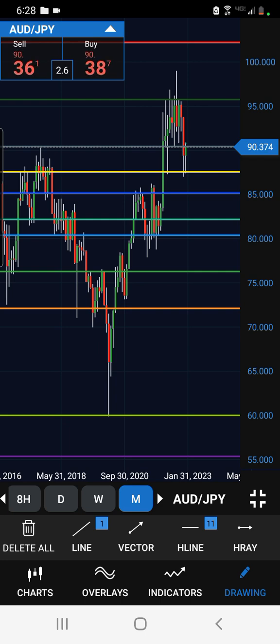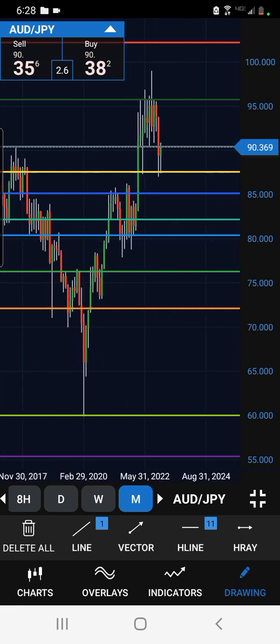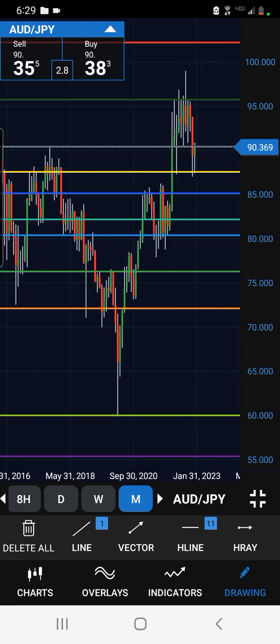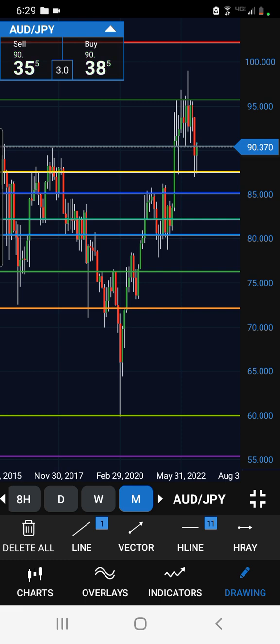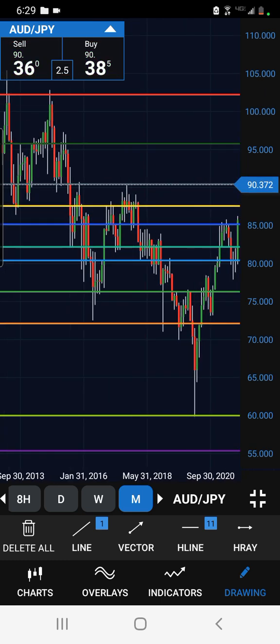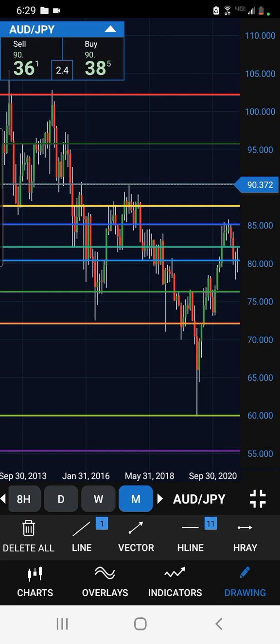Now, looking at the AUD currency pair on the monthly chart, you see this yellow line right here. It has support right there where it's at, and if you go back 7 candles to the left, it has support right there too. If you continue to move across the screen, you will see that price hit this yellow line and went back down.